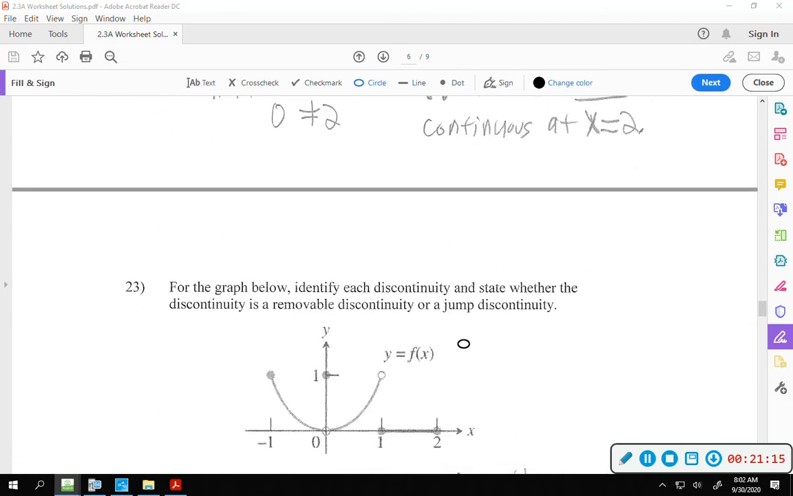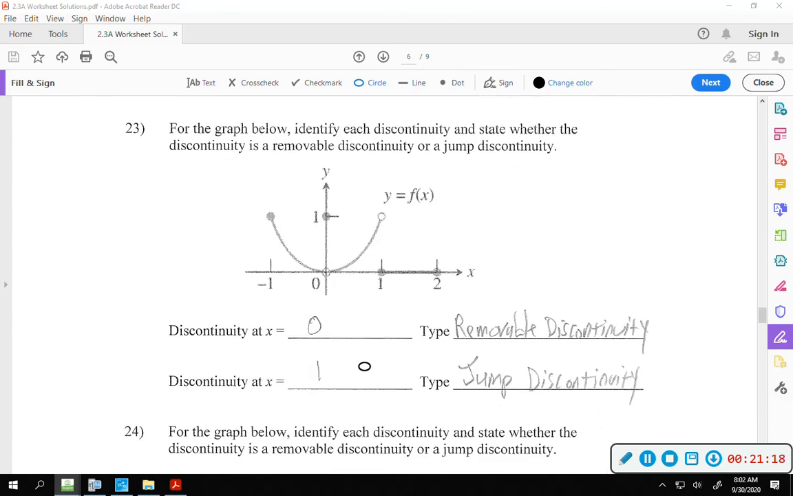23. Now they provide the graph, and for each one, identify the discontinuity and state whether the discontinuity is a removable discontinuity or a jump discontinuity.